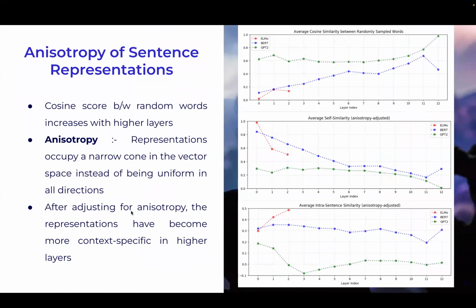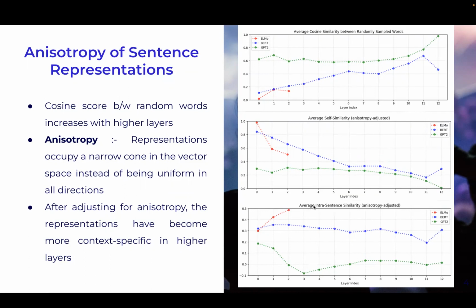After adjusting for anisotropy, the representations become more context specific in higher layers. Here you can see how the plots look once the anisotropic behavior has been adjusted. These are the correct plots, how it should be, after applying some transformations that I'll discuss in further slides. This is the expected behavior, achieved using the anisotropy-adjusted transformation. Here you can see the similarity between randomly sampled words is 0 at the final layer, which is as expected.